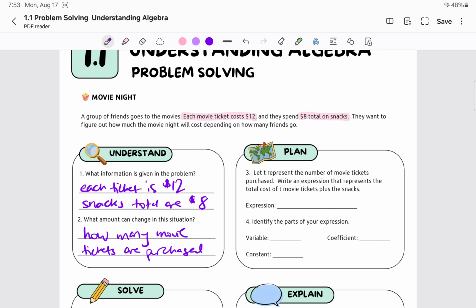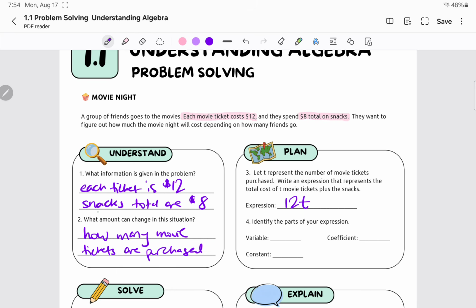All right, let's plan it now. Let T represent the number of movie tickets purchased. Write an expression that represents the total cost of T movie tickets plus the snacks. What's changing is the movie tickets, so we're going to let that be T. Each ticket is $12, and each means we're multiplying. We multiply $12 times T, the number of tickets. So our first term is 12T, representing how much money we're spending on tickets.